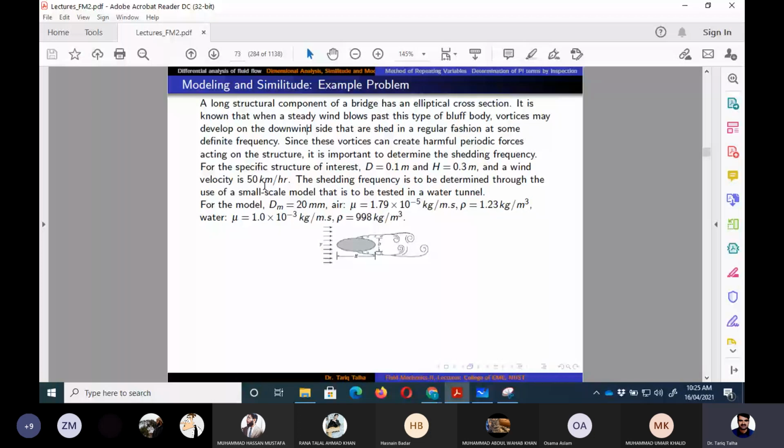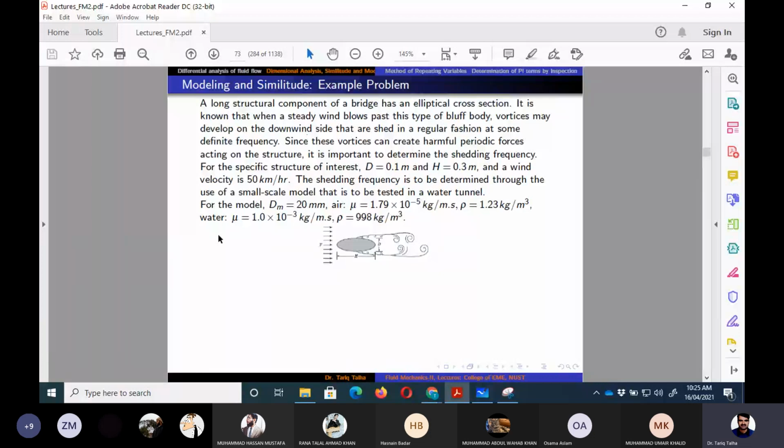The shedding frequency is to be determined through the use of a small scale model that is to be tested in a water tunnel. Because the people who did this experiment have only a water tunnel, they are going to conduct it in a water tunnel. So it means that the density and viscosity values would be very different for the model and the actual system, because the actual system is operating in air, and the model on which we are going to conduct the experiments is to be in a water tunnel.